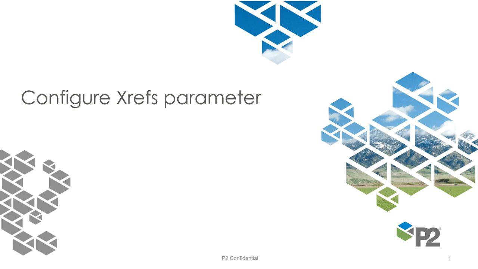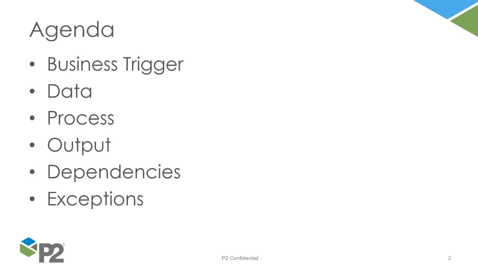In the following video, we'll show you how to configure cross-references parameter. So first of all, we will detail the need of activating or inactivating cross-references, the data needed prior to go and configure the cross-references, the process itself, how to configure cross-references, the output generated once the cross-references are amended, and if there are any dependencies or exceptions to this process.